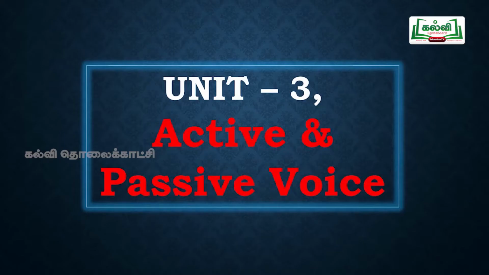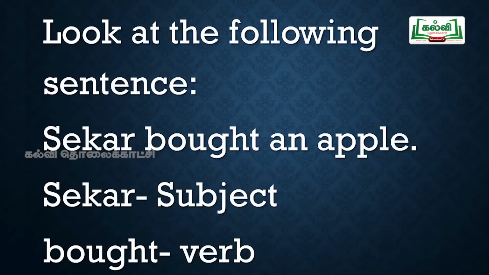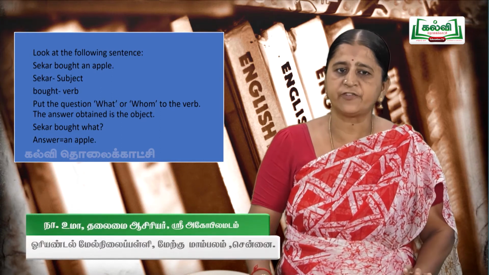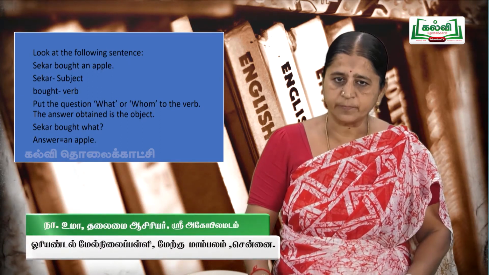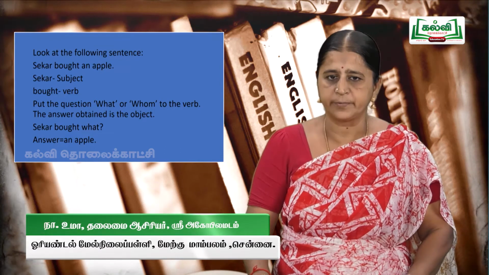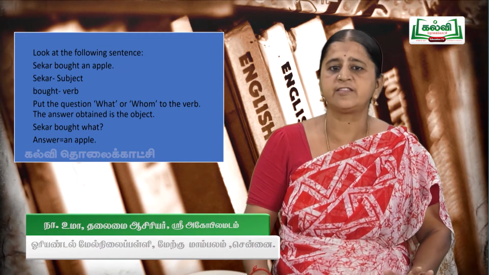Dear students of class 12, in this session of English grammar, we shall deal with the topic voice, the active and the passive. Look at the following sentence. Sekar bought an apple. In this sentence, Sekar is the subject, bought is the verb. Now, when you identify the verb, put the question what or whom to the verb. The answer that you get is the object.